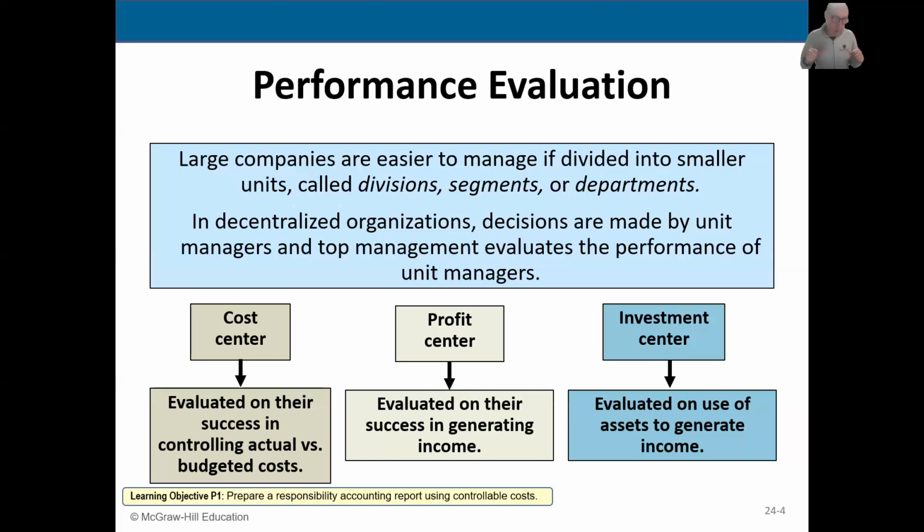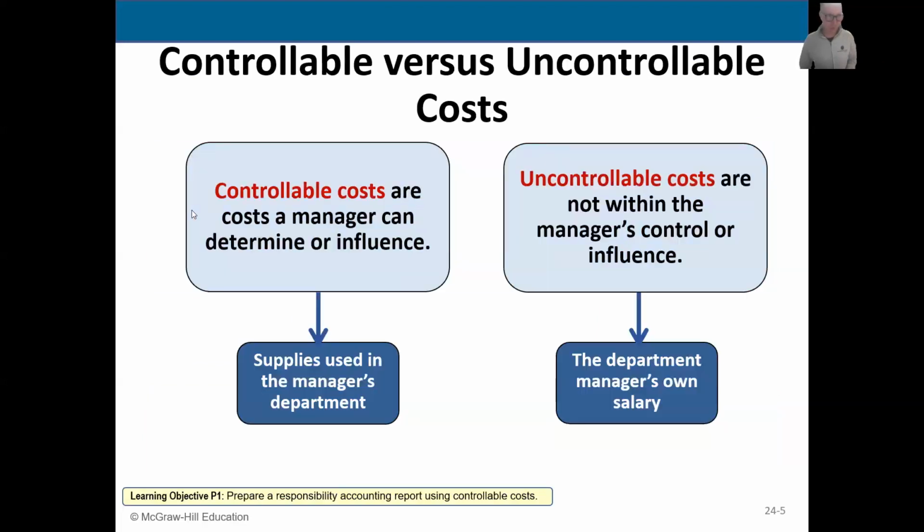So a large company like Macy's looks at each individual department and evaluates each department based off of these three centers: cost center, profit center, investment center. It helps management to evaluate the performance of the managers for each department as well.